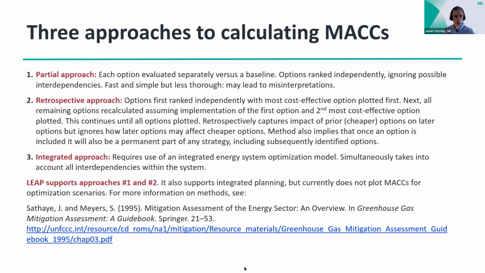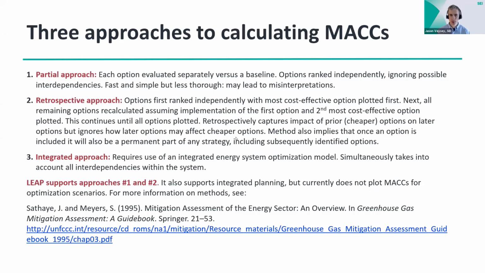The first option is called a partial approach. And here I'm using terminology from a UNFCCC publication on greenhouse gas emission mitigation assessment methods. This is an older publication, but the principles still hold today. And it introduces a set of terminology that's useful for thinking about these approaches to resolving dependencies on a MAC.